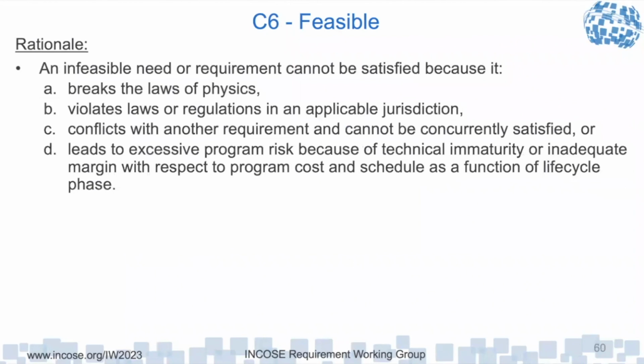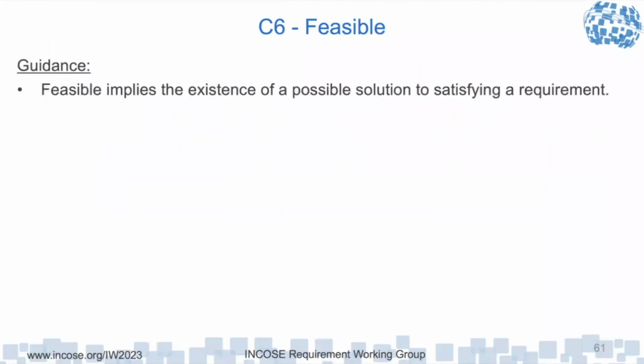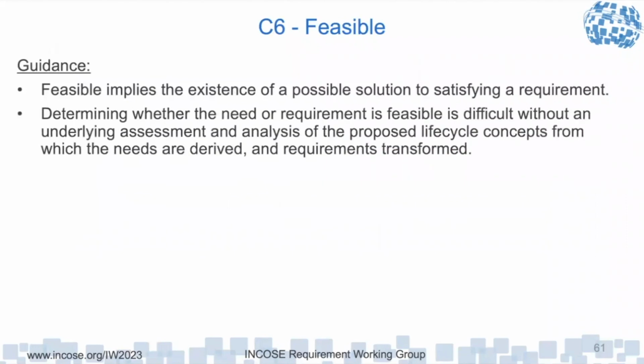The requirement cannot be satisfied because it breaks laws of physics, violates laws and regulations, conflicts with other requirements, or leads to excessive program risk because of maturity or inadequate margin in the respective program cost, schedule, or as a function of lifecycle phase. And an infeasible need or requirement is neither verifiable nor correct. So feasible implies existence of a possible solution to satisfy that requirement. That's why it's so important that we do that up front.